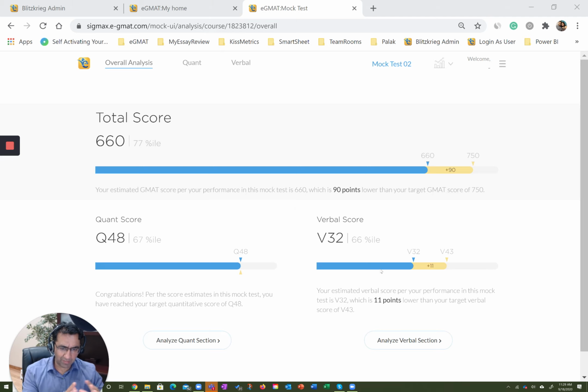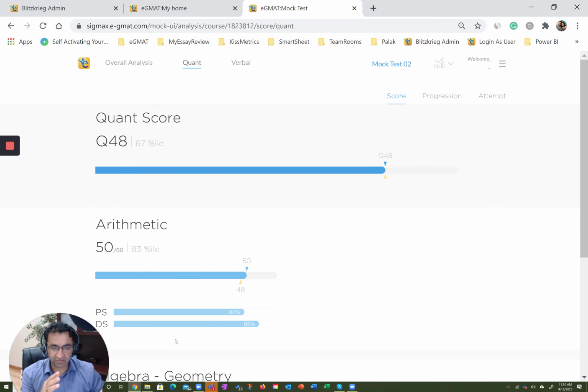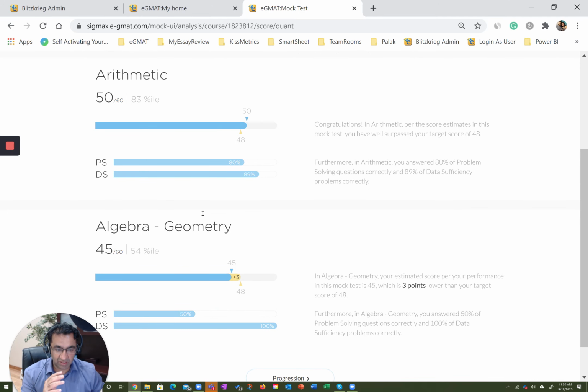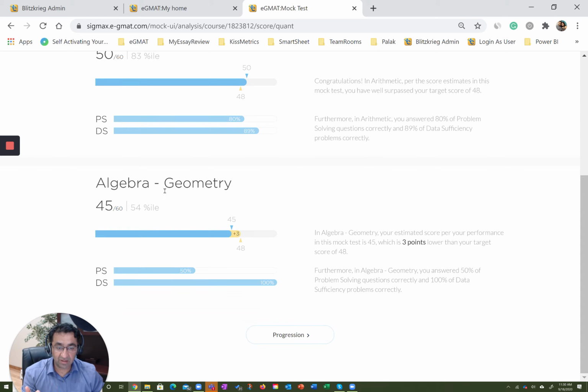And I'm going to focus primarily on the quant section. So our goal over here would be to get about 20-25 points out of that quant section. And then in another video, I'll analyze the verbal section. So the first thing you do is you analyze the quant section. And one thing that you get out of here right away is this guy's really good in arithmetic. He is not as great in algebra geometry. So that part is there. So the focus has to be in algebra geometry, not so much in arithmetic.